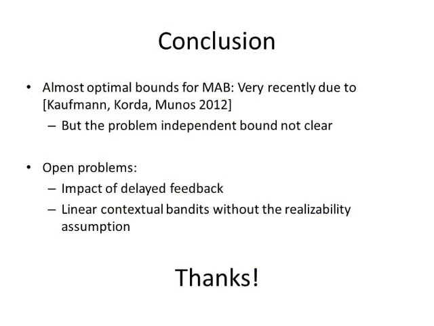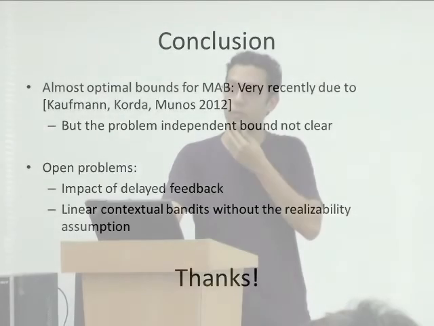So I'll conclude. So very recently, for the multi-arm bandit problem, using our ideas and some new ideas, Kaufman et al. have achieved the lower bound that I showed you, the Lai-Robbins lower bound. So that shows that Thompson sampling is actually optimal. So it's very simple, does not use any parameters, and achieves the lower bound.